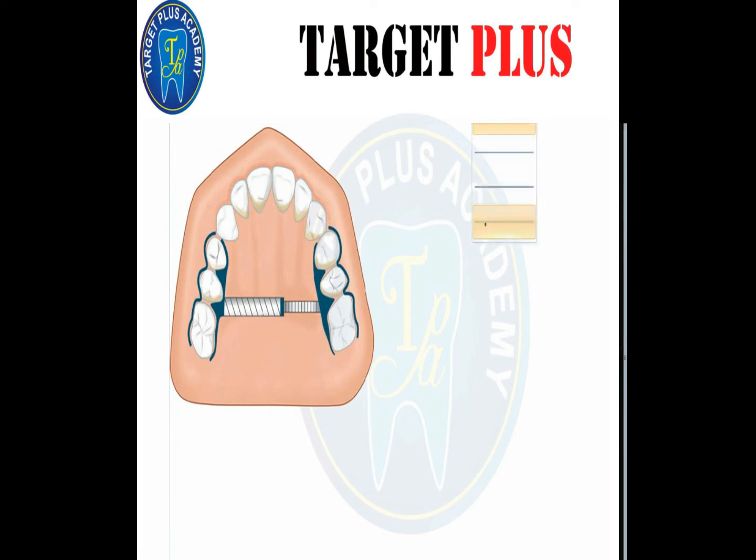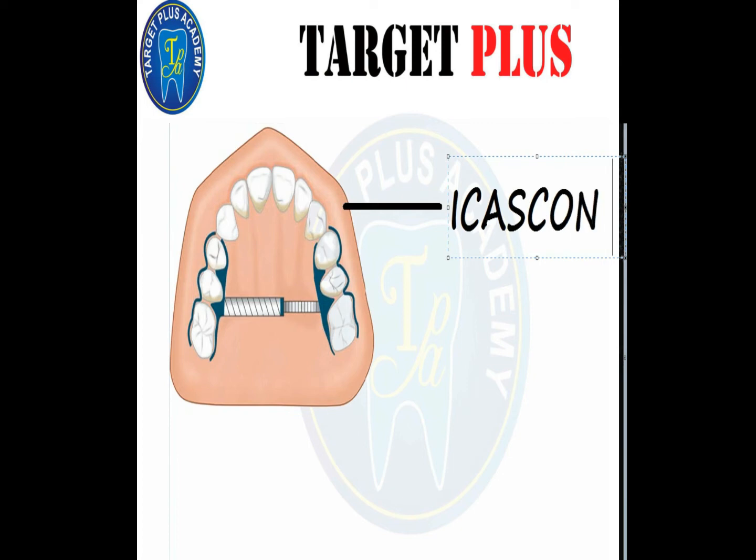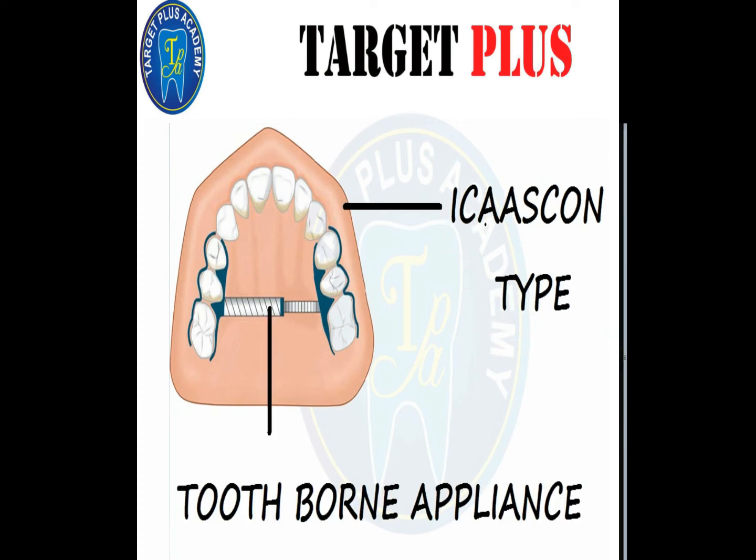The first MCQ that you can get is: Isaacson is which type of appliance? Is it tooth borne or tooth and tissue borne? The answer is that it is a tooth borne appliance. The second question you can get is: which spring is attached to the Isaacson type? The spring is the Minne expander.